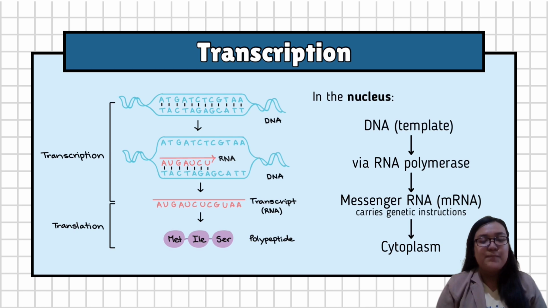There are two main steps in protein synthesis. First, in transcription, which takes place in the nucleus, DNA is used as a template to create messenger RNA or mRNA. RNA polymerase is the enzyme that helps in this process. mRNA carries the genetic instruction from the DNA to the cytoplasm.